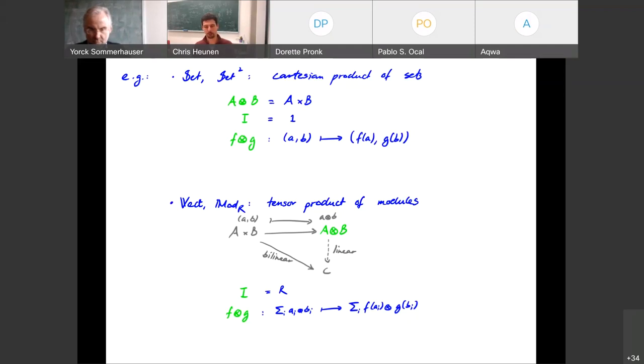If I have two modules A and B over R, I can build a third module A tensor B such that bilinear maps from A times B to some other module C are in one-to-one correspondence with linear maps from the tensor product to C. So that's a way to put objects together.